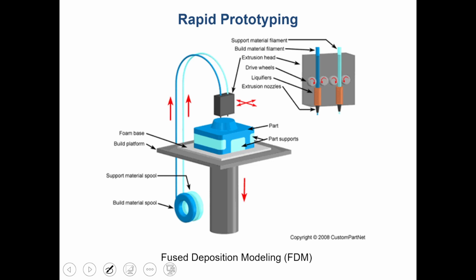This is a rapid prototyping machine, a fused deposition modeling type of machine. So this is the foam-based material. This is the build material spool, which supports the material and rotates. The support material filament is heated here. These are the parts, and this provides part support, and the material will be rolled here and injected here.